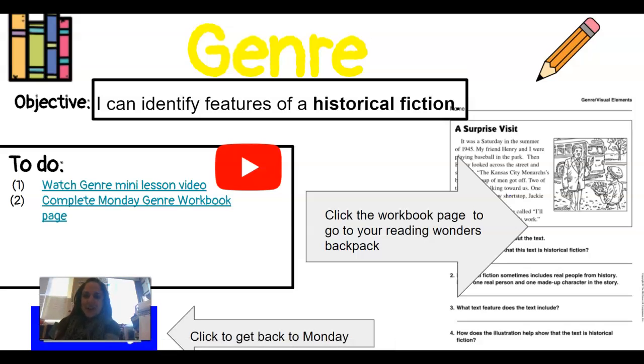Hey, third grade. Welcome to Unit 3, Week 2. My favorite part of Monday is the genre. We all know that. Let's look at our purpose. I can identify features of a historical fiction.